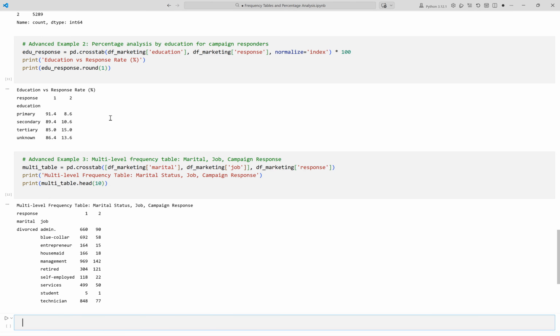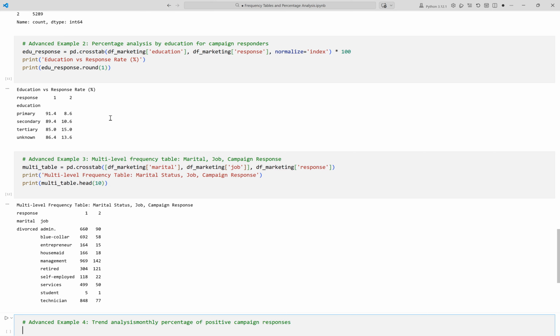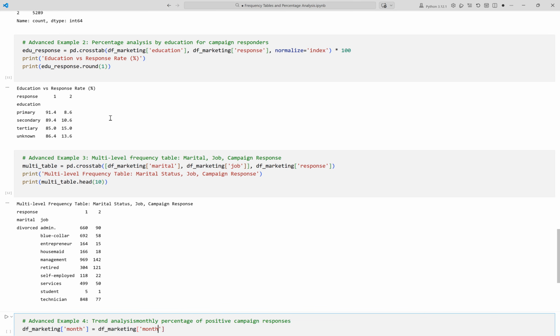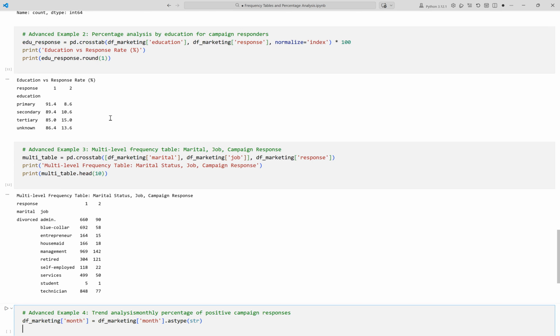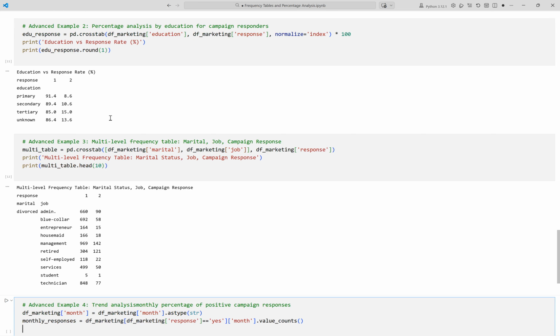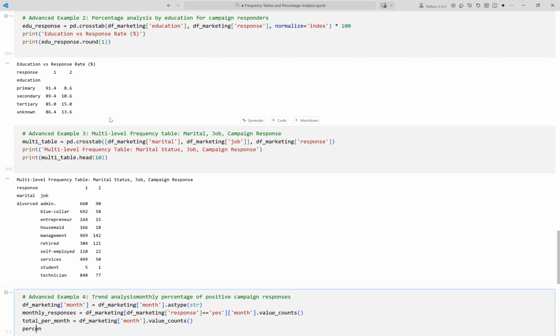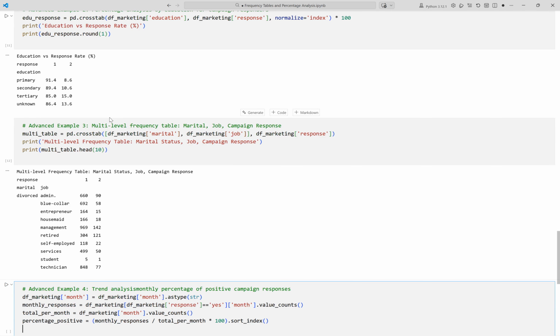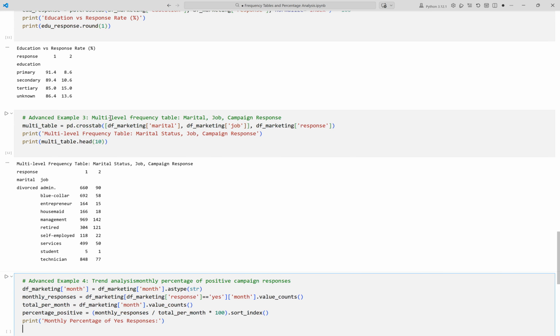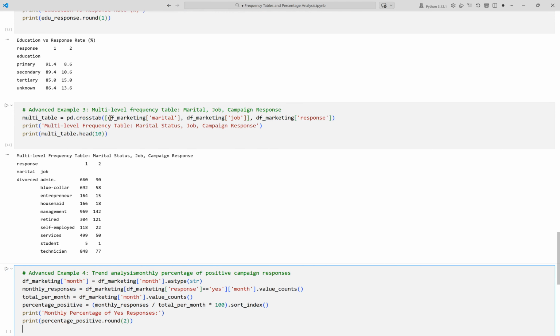Trend analysis tells management which months respond best, key for campaign planning. We ensure month is a string for safe operations. We count the number of positive, yes, responses per month. We count total records per month. We compute the monthly percentage of positive campaign responses. We print the results to spot seasonal peaks. We round for clarity. Running the cell now.